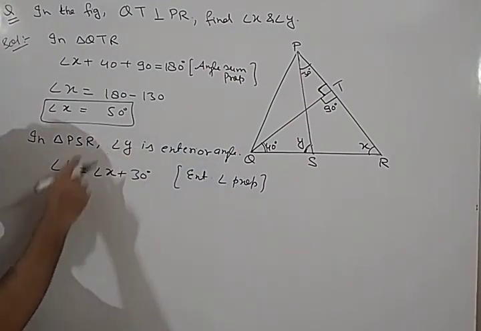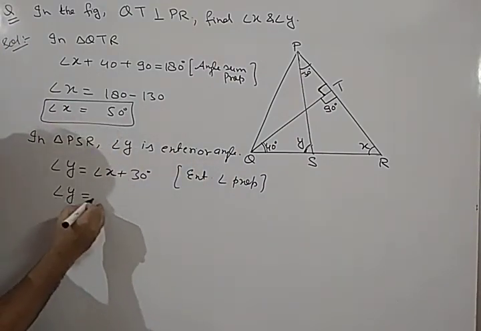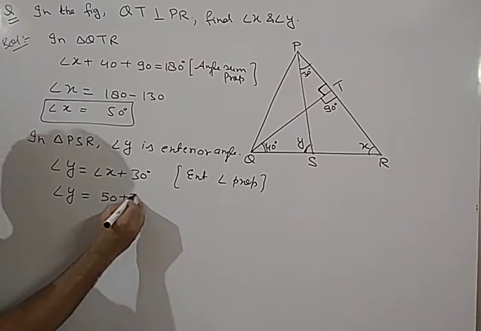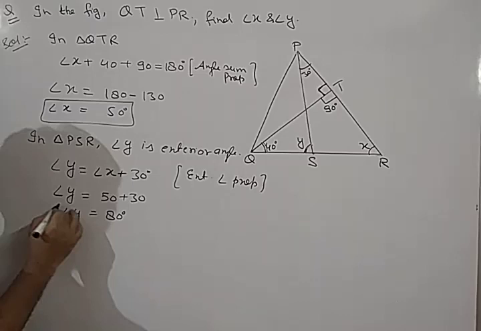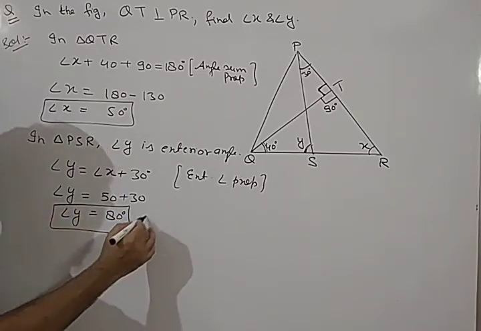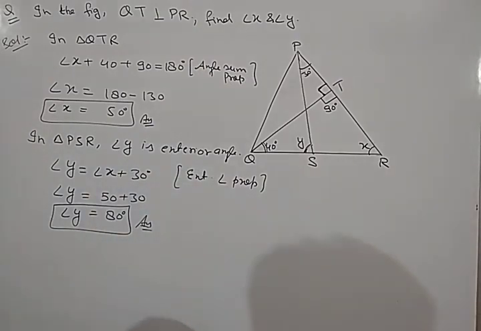So if we put the value of angle x, which we have already obtained, we will get angle Y is equal to 50 plus 30, that will be equal to 80 degree. So angle Y is equal to 80 degree. So we get both the answers, angle x 50 and angle Y 80 degree. These are our answers. Note it down.